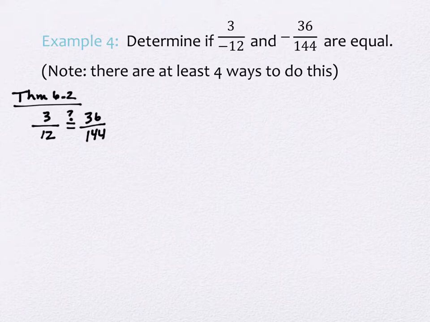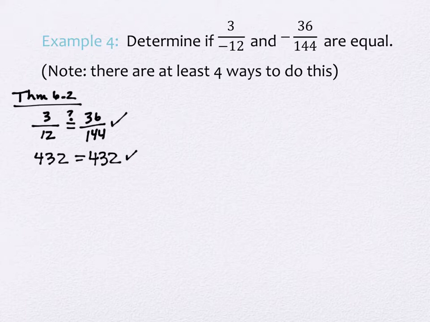So, if you do have a calculator, what is 3 times 144? 432. And what is 12 times 36? 432. Yes, it is. So they are in fact equal. And since the cross multiplications are equal, the original fractions were as well. So yes, they are in fact equal. So this is one way to do this.